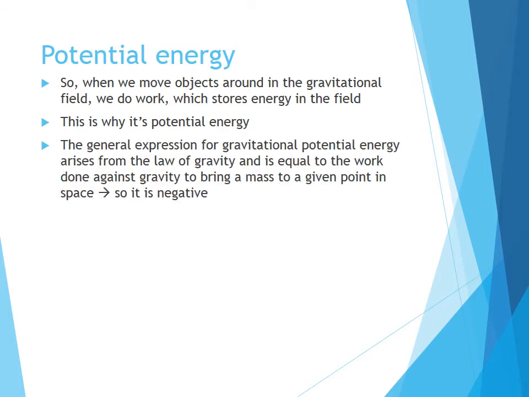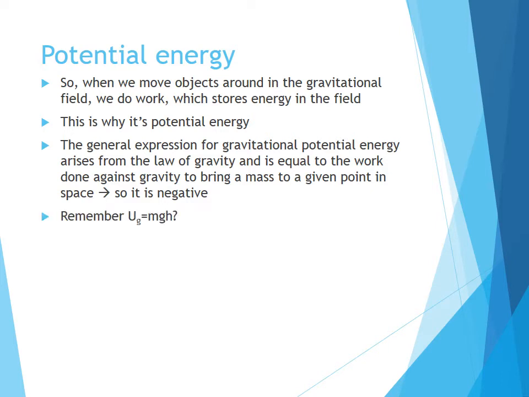So the general expression for what we're going to get here comes from the universal law of gravitation, and really it comes from the fact that at infinity there's no force, and so you're actually doing work against gravity to bring a mass to a given point in space. It's a little complicated, and I have a video after this to show you. But really, that's all to explain a negative sign in the equation.